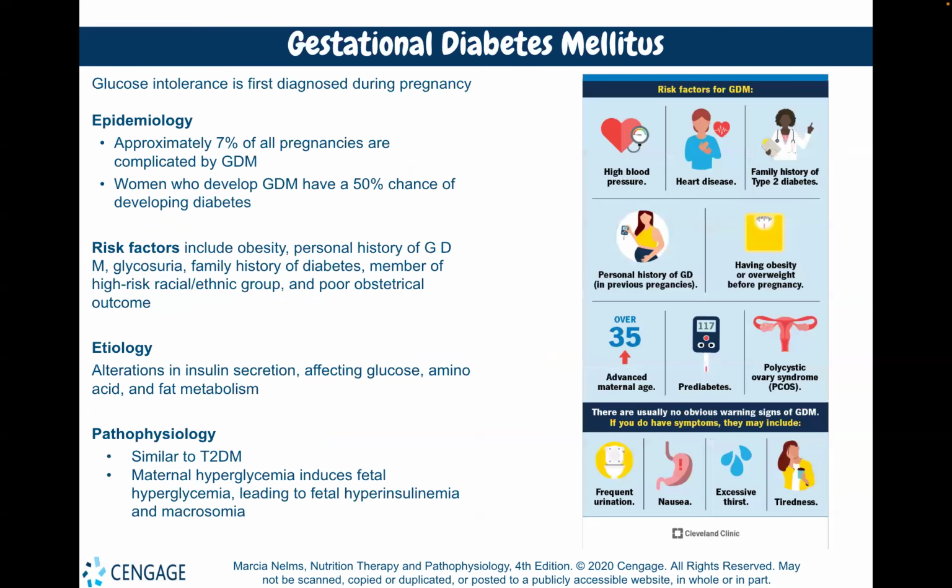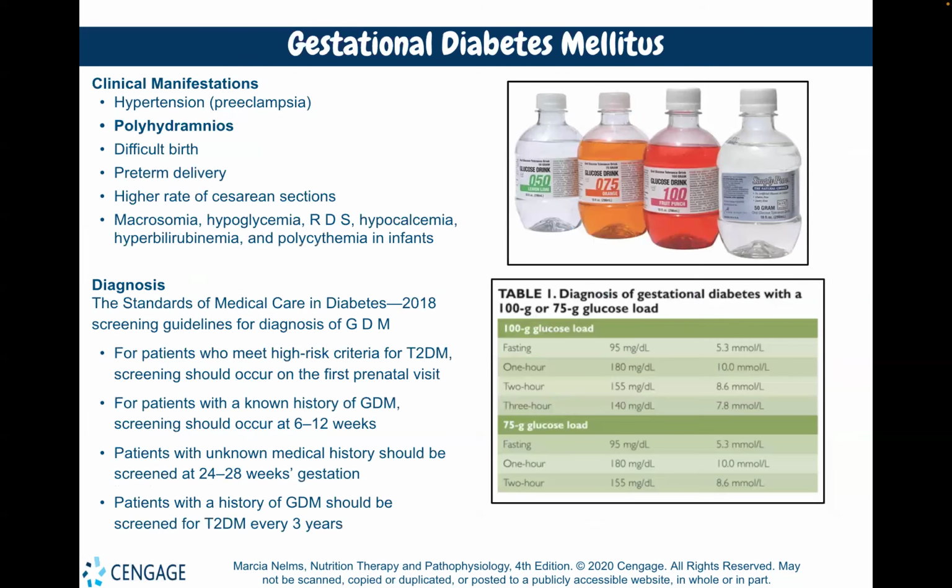Now, gestational diabetes is the insulin resistance that we see particularly during pregnancy. So we'll see the same signs and symptoms. But the reason that we want to identify gestational diabetes during pregnancy is because we can see more complications with birth and with infants who are born to moms with hyperglycemia.